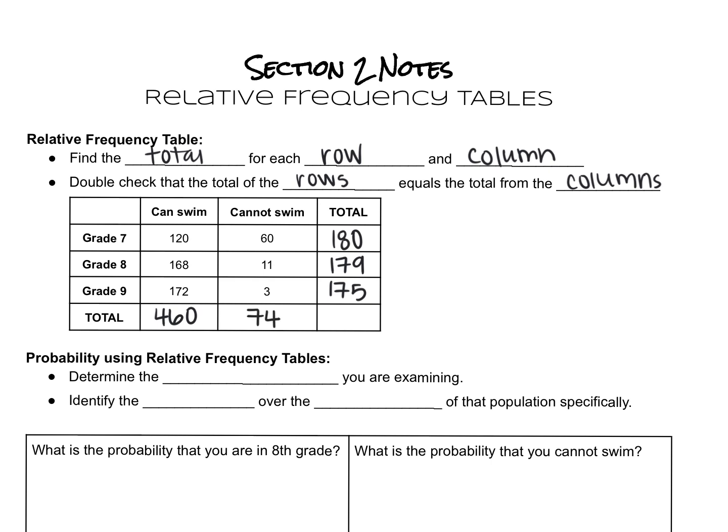So now I only need to add the total from either the rows or the columns, not both. So if I do 460 plus 74, I'm going to get 534, and that is my total. If I do my total of my grades, 180 plus 179 plus 175, I also get 534.